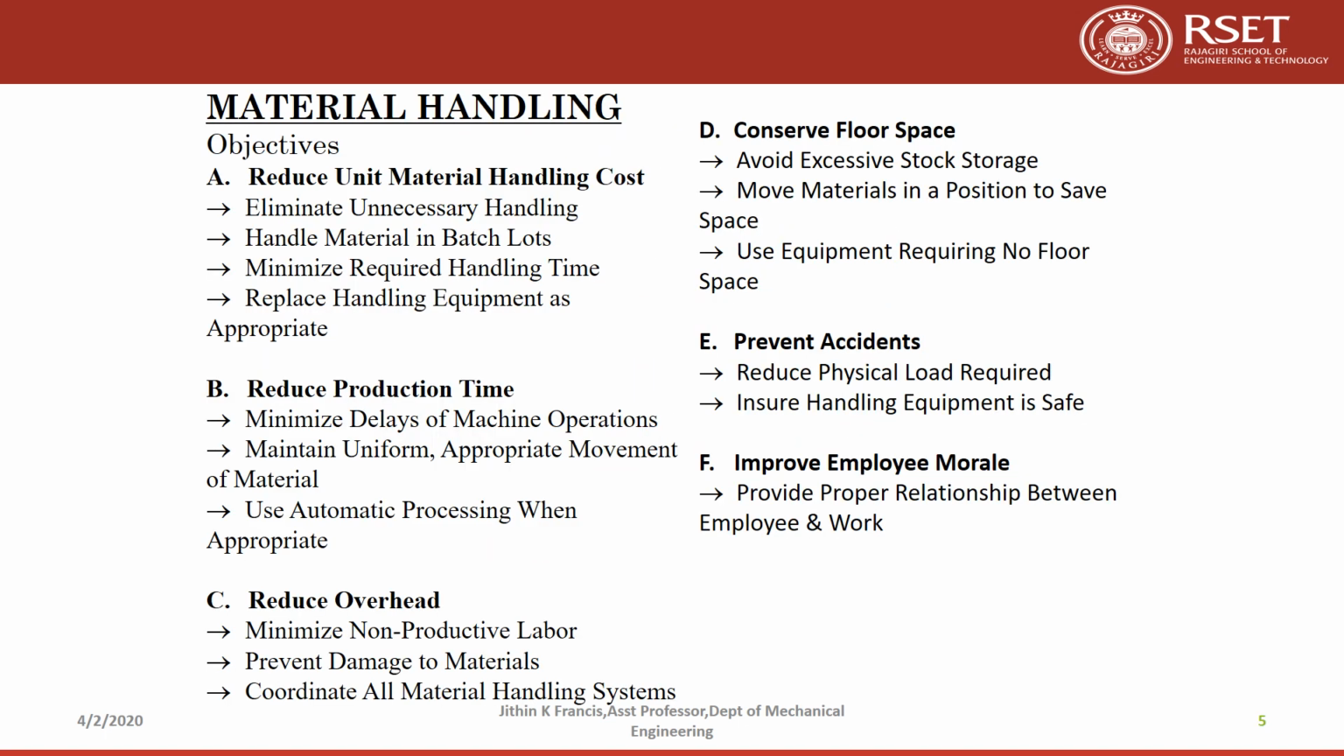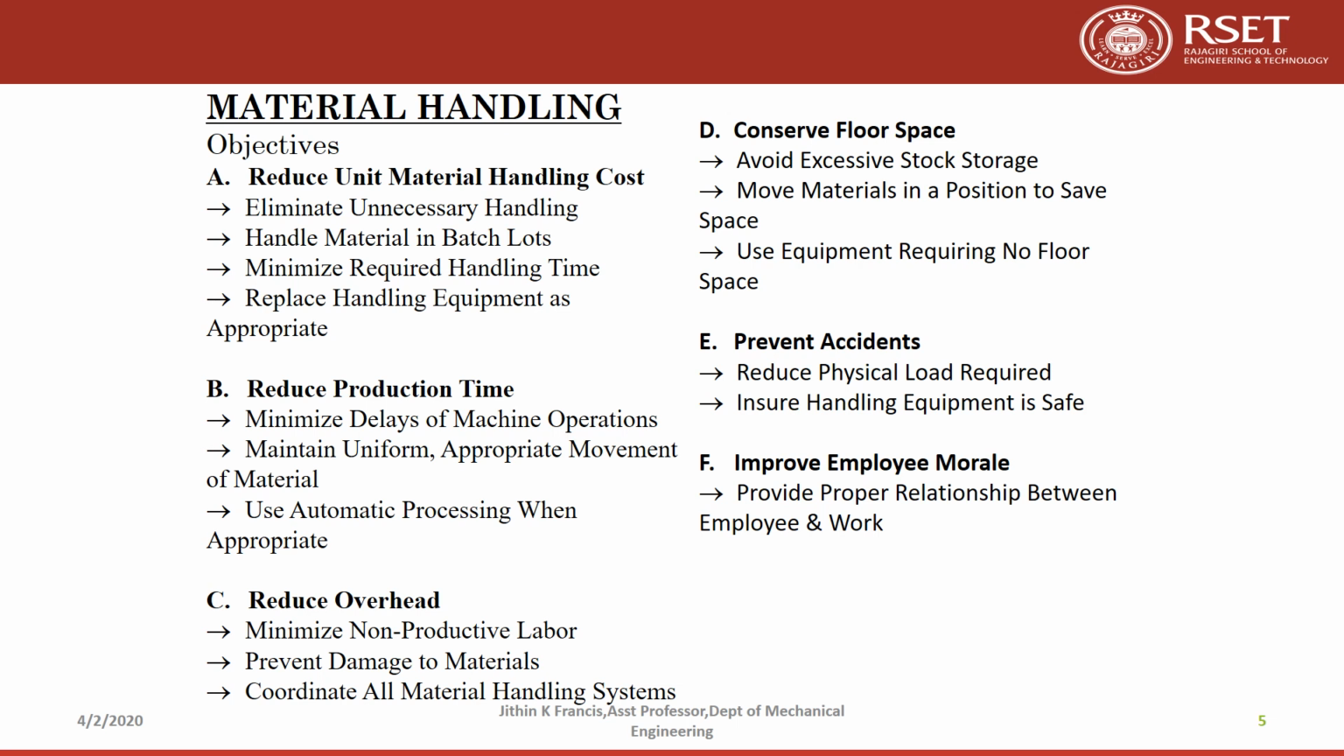The main objective of a material handling system is to reduce the unit material handling cost. So how can this objective be achieved? We can achieve it through a few steps, that is, handle the material in batch lots, minimize the handling time, and replace the handling equipments as appropriate. How is this possible? Suppose you have to transport some particular material on a regular basis. Instead of physical handling, you can select a suitable material handling equipment to replace that.